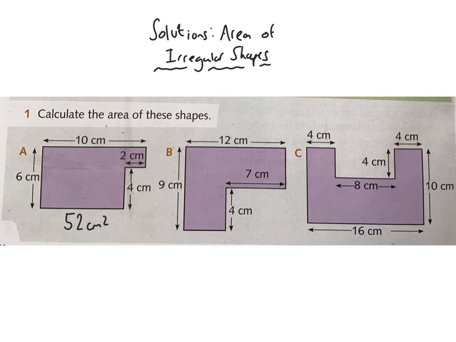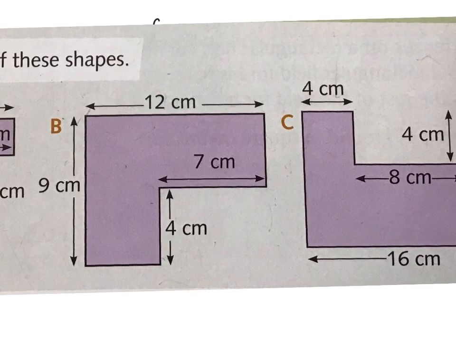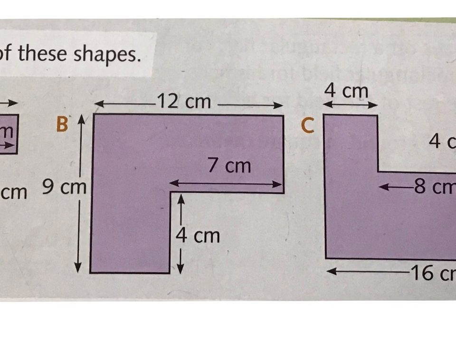For challenge 2, question 1, we did A together. It was 52 centimetres squared. For B, you could split it vertically, you could split it horizontally, or you could drag the corner out. For this one, I think I'm going to split the shape horizontally, and I'm going to work it out that way. Whichever of the 3 methods you used, you'll have got the same answer if you've done it correctly. So it doesn't matter which method you used.